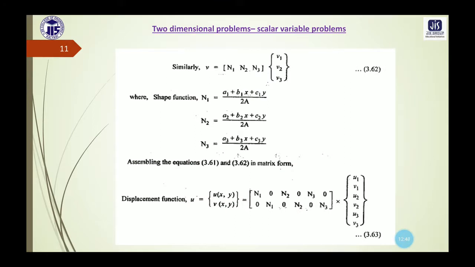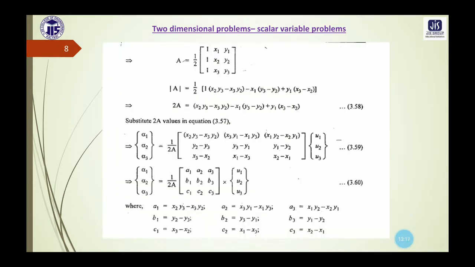Now what are these N1, N2 and N3? These are the shape functions, where N1 is a1 plus b1x plus c1y, N2 is a2 plus b2x plus c2y, and N3 is a3 plus b3x plus c3y, all divided by twice a. These are the formulas of the shape functions N1, N2 and N3. Here a1, b1, c1 have their own values, which you can see in the 8th slide, in terms of the coordinates of the triangular element.